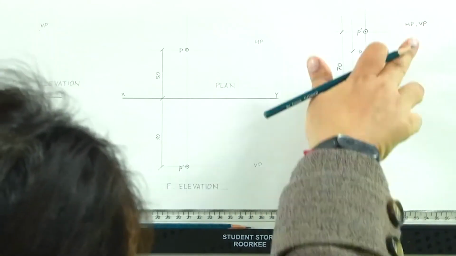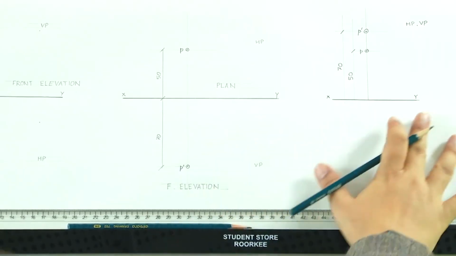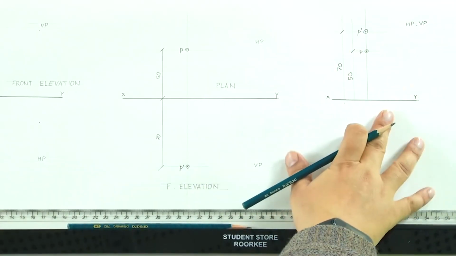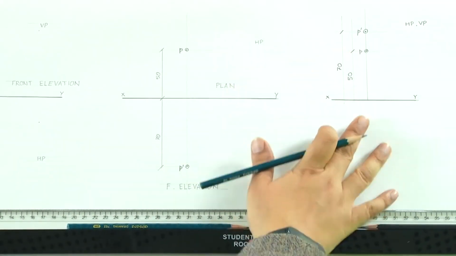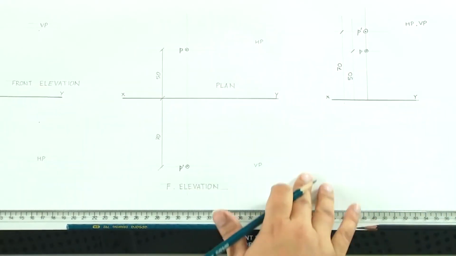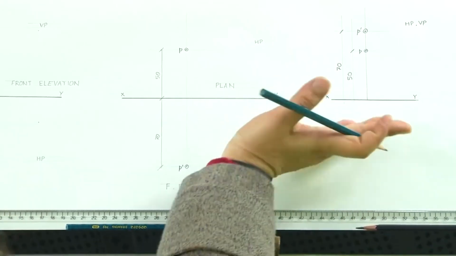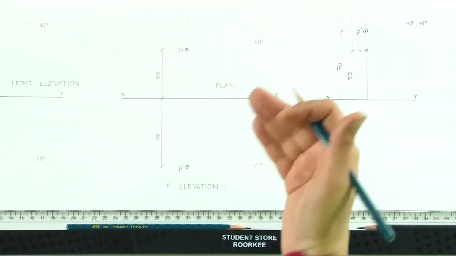VP above the reference line, which means that in this particular drawing, the object is placed in the second quadrant. That is why we will see nothing in the lower part of the drawing below the reference line. Everything is above it.